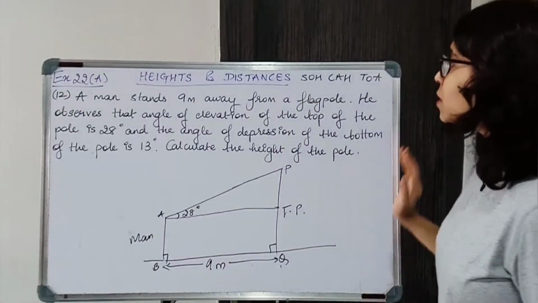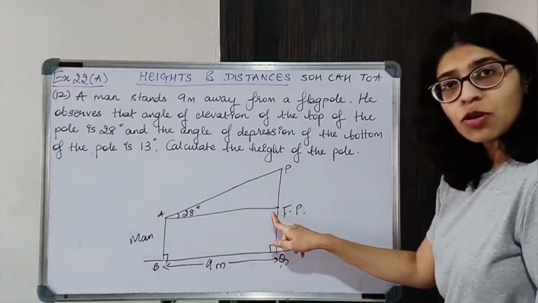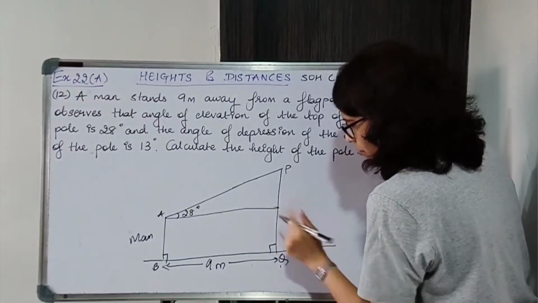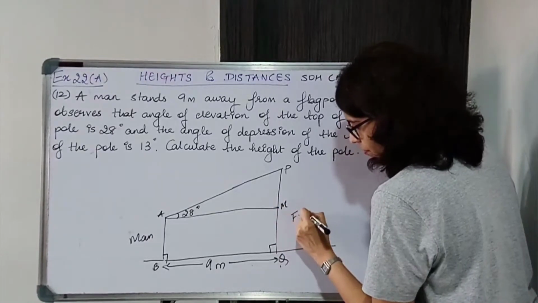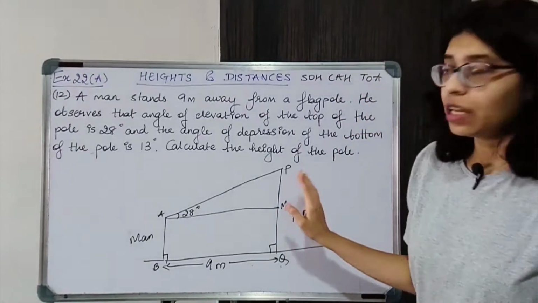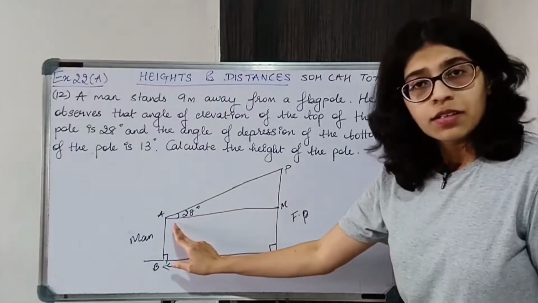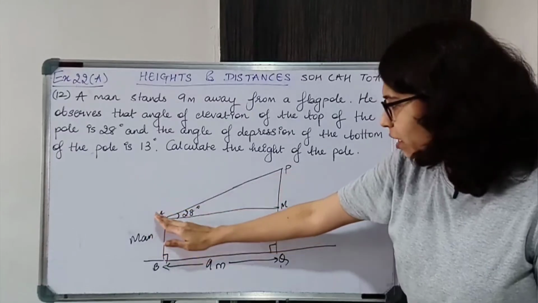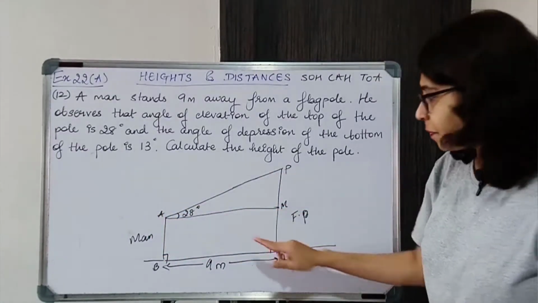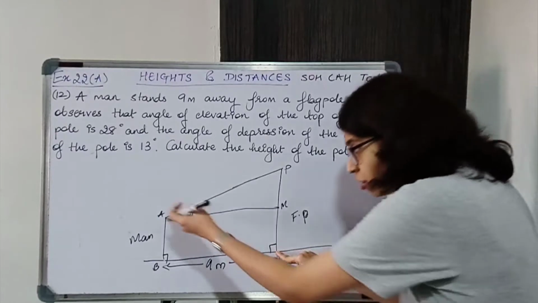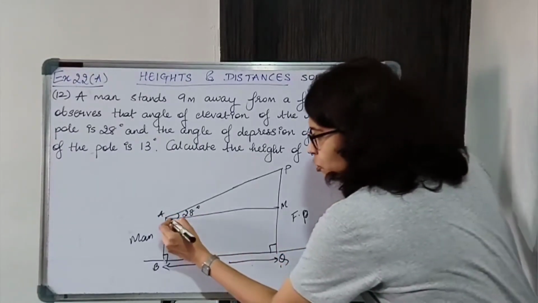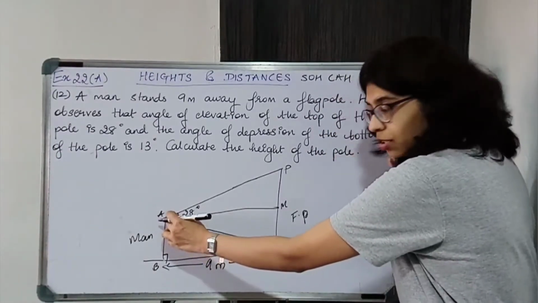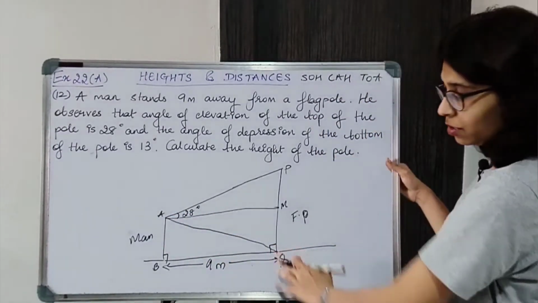Okay? Now since we are drawing this horizontal, let us name this point. Okay, let this point be M. Okay, this is the flagpole. Now this is the angle of elevation. The angle of depression of the bottom of the pole is 13 degrees. Now when he is looking at the bottom of the pole, we draw the line of sight. Okay, so this will be the line joining the eyes of the person and the bottom of the pole.